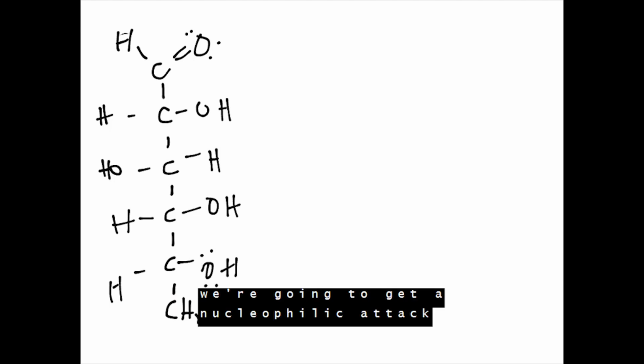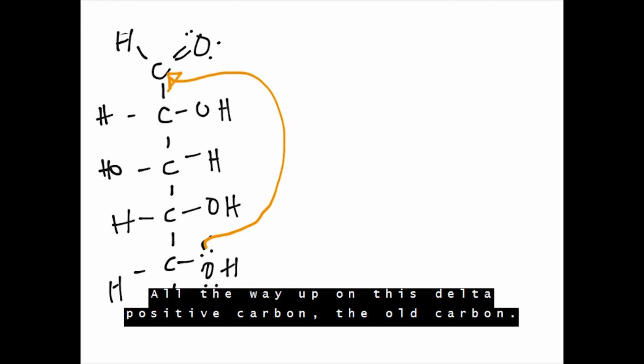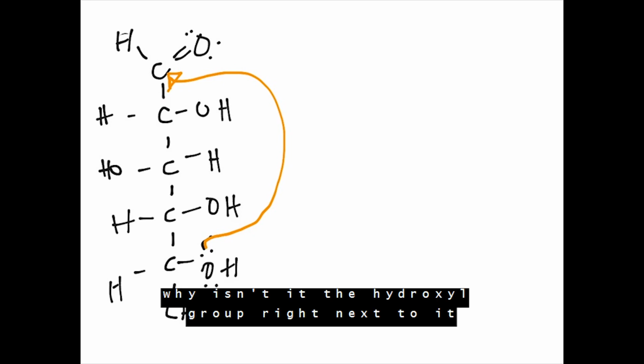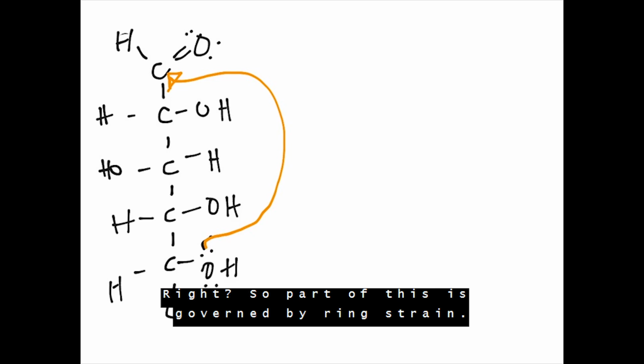Okay, so in this reaction, we're going to get a nucleophilic attack from this hydroxyl group down here, all the way up on this delta positive carbonyl carbon. Now, you might be wondering, well, why isn't it the hydroxyl group right next to it, or the hydroxyl group on carbon number 4? Well, you got to think, that makes a really strained ring, right? So part of this is governed by ring strain.